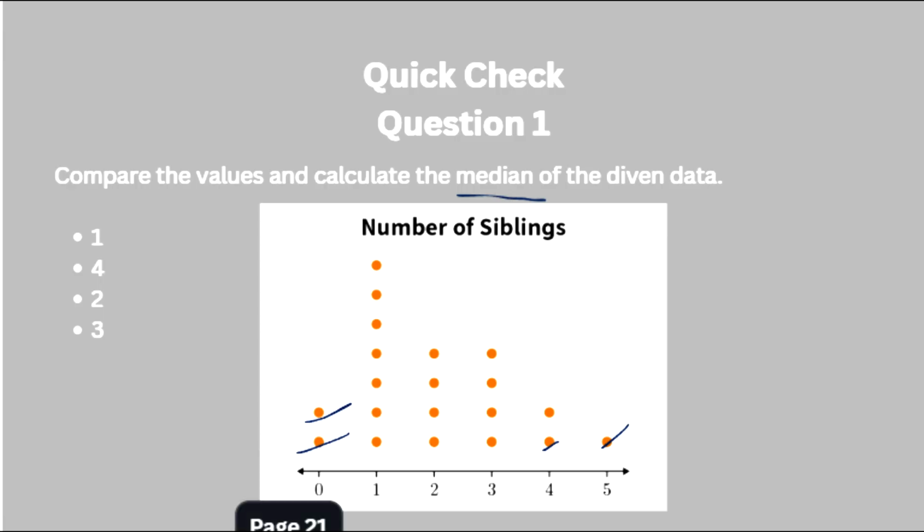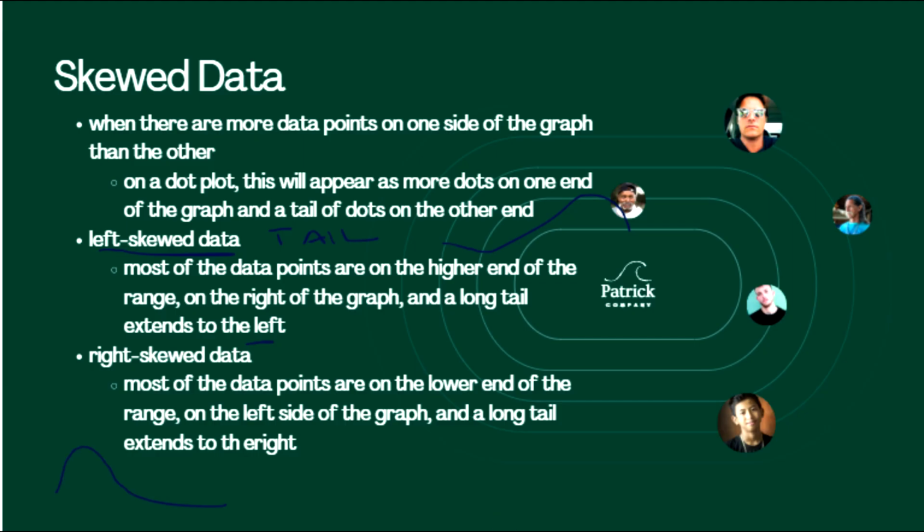I believe in you. Okay, we're going to talk about skewed data now. When there are more data points on one side of the graph than the other, so when the graph is not symmetrical, on a dot plot this will appear as more dots on one end of the graph and a tail of dots on the other end. Okay, so the way I refer to it is the graph will look like it has a head and then a tail, like a dinosaur. Like you have his head and then his tail coming off over here.